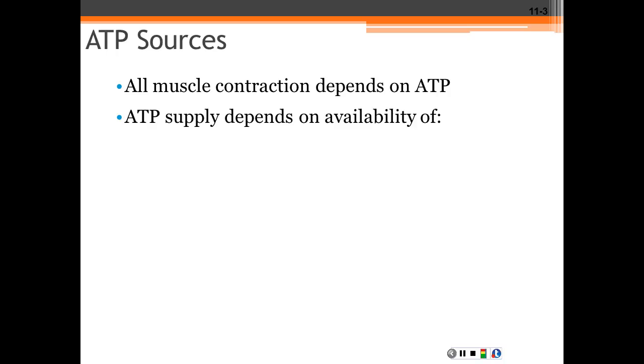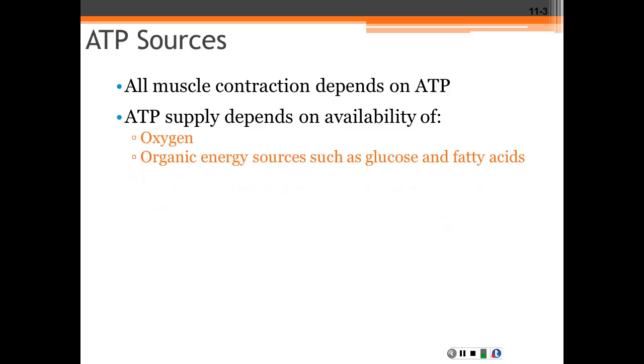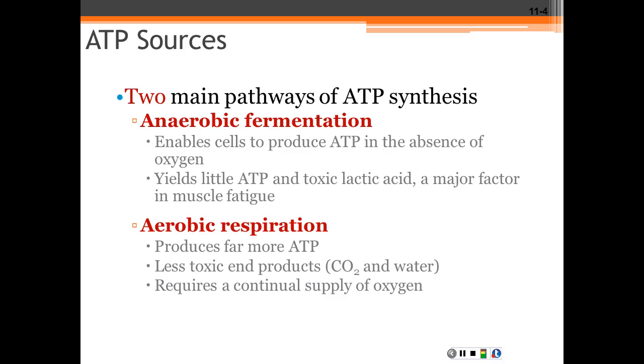Okay, so let's talk about muscle metabolism. All muscle contraction depends on ATP. And the supply of ATP depends on the availability of oxygen and organic energy sources such as glucose and, of course, our fatty acids. There are two main pathways of ATP synthesis. And what are they? Anaerobic fermentation and aerobic fermentation.